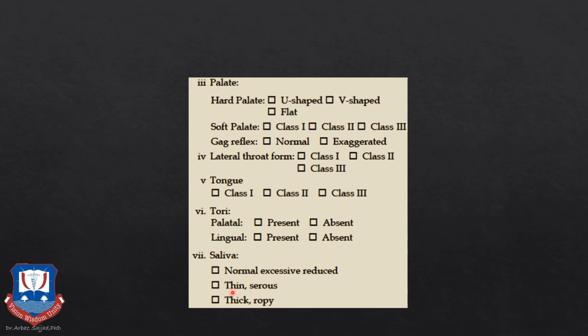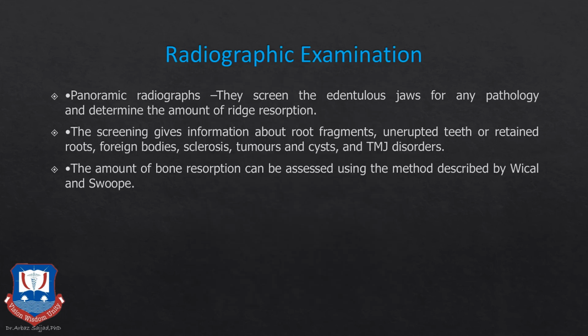Thin and serous saliva is conducive for denture retention and peripheral seal, whereas thick ropey saliva will result in poor retention and soreness of the basal tissue.